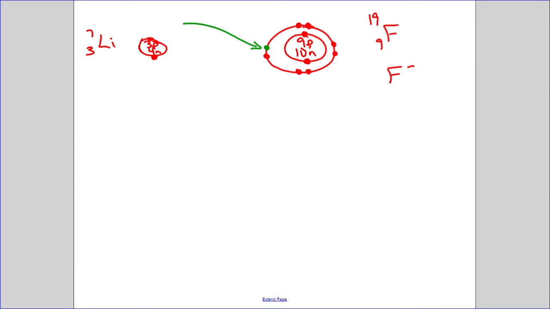So lithium's now balanced with its shell. Fluorine's balanced with its shell. I have one atom of each one. I have Li.